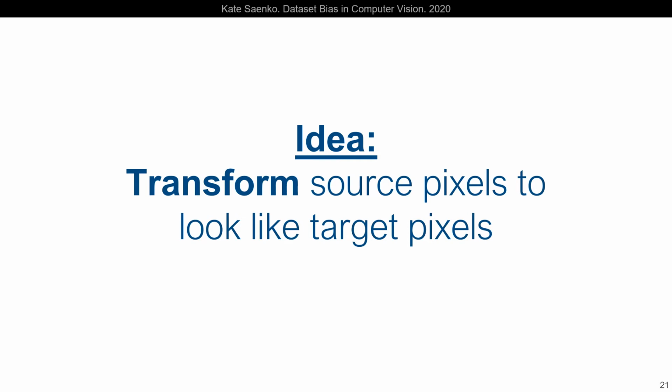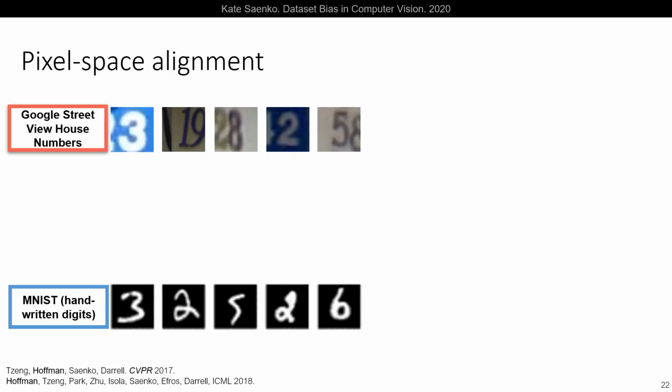Now, another idea we could apply here is to transform the source pixels directly to look like target pixels. So apply the transformation not on the feature space, but on the actual image space. So I'll just briefly explain how this works. We call this pixel space domain alignment. And suppose again we have these Google Street View numbers as our source training data. So this is our label data, and then we want to adapt to MNIST, handwritten digits.